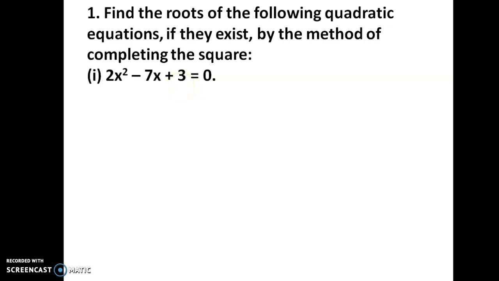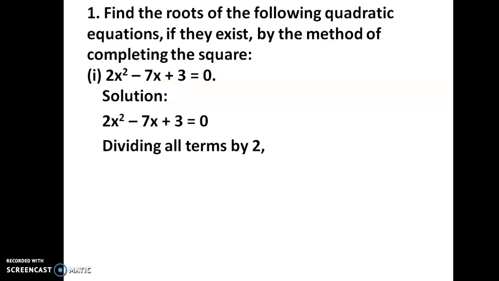So the first step: here for x square, the coefficient is 2, so we should make the coefficient 1. In order to do that, we divide the whole equation by the number which is the coefficient of x square. Here the coefficient of x square is 2, so you divide the whole equation by 2. That's the first step, dividing all terms by 2.